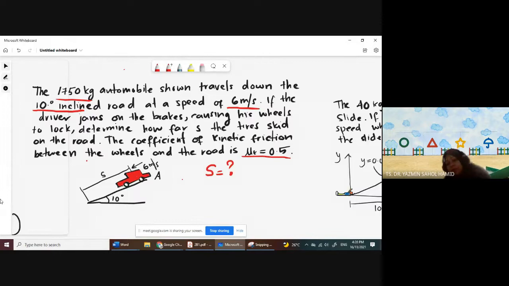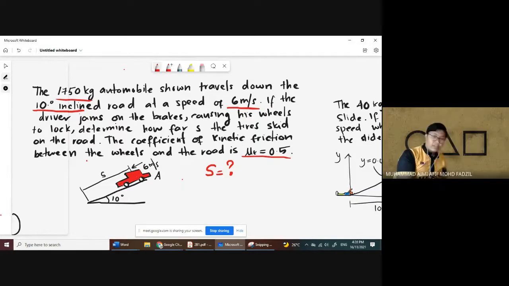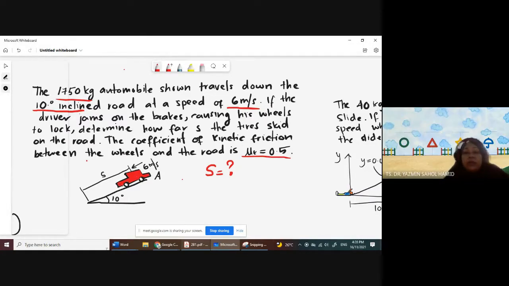Okay, now remember what is the first step? What do we need to do? Free body diagram. Okay, can you draw the free body diagram? Yes, madam.